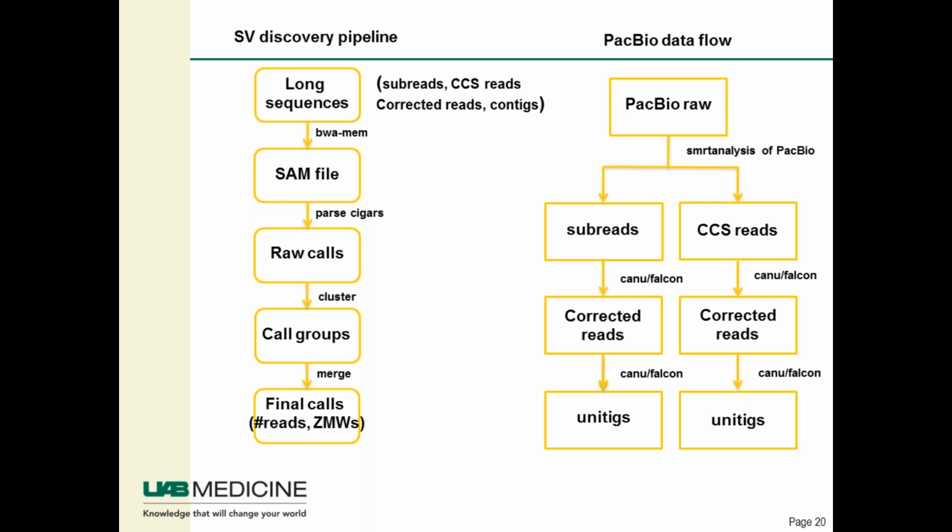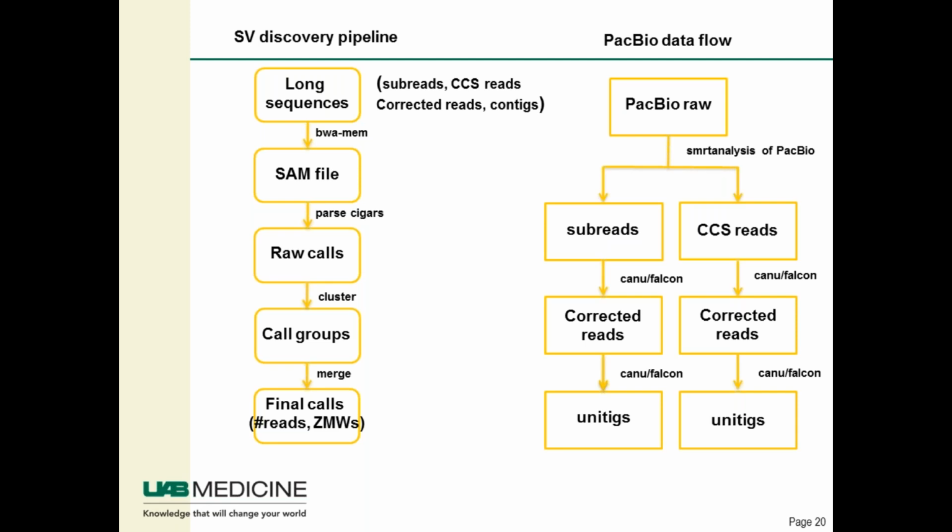And I modified the parameters of BWA-MEM to adapt the alignment to long sequences and to generate the SAM file. By parsing the SAM files, we generate raw call sets. And by clustering based on the adjacency of the breakpoints, we can generate call groups for these breakpoints. Finally, we merge the results and report the final calls based on the number of reads or ZMWs.